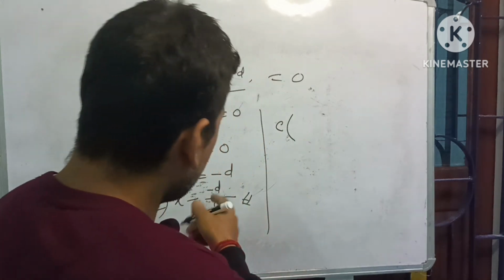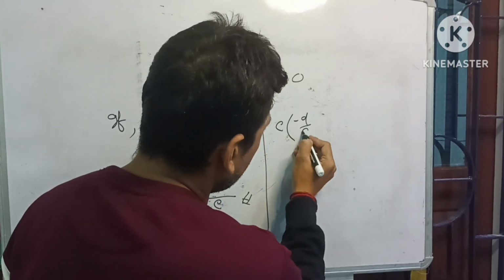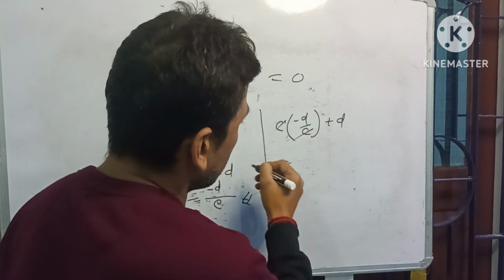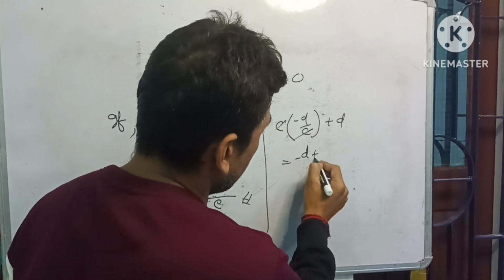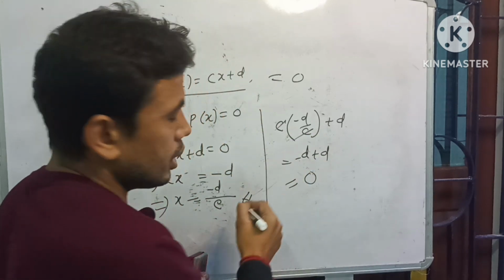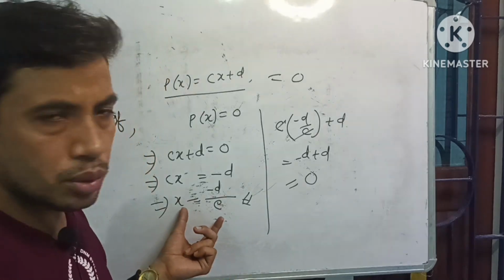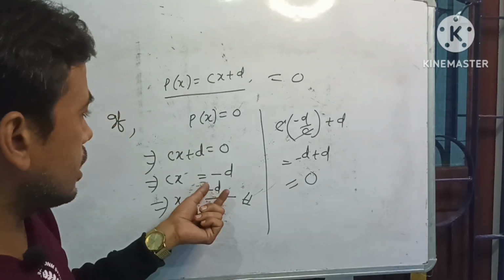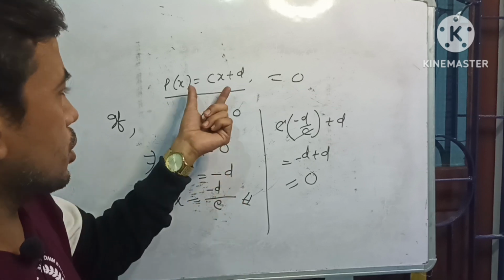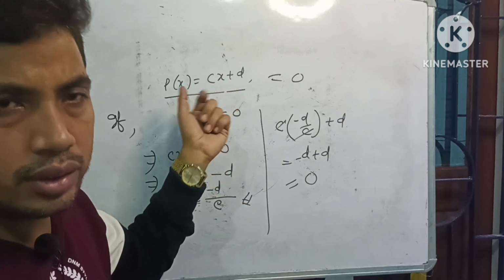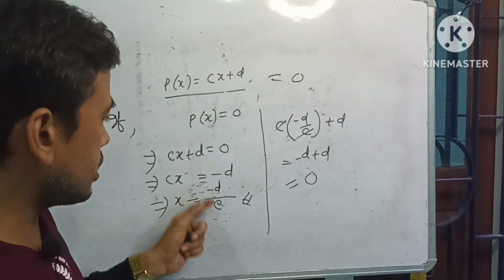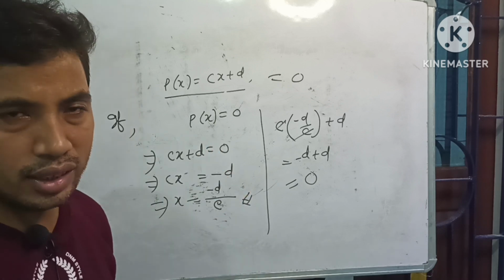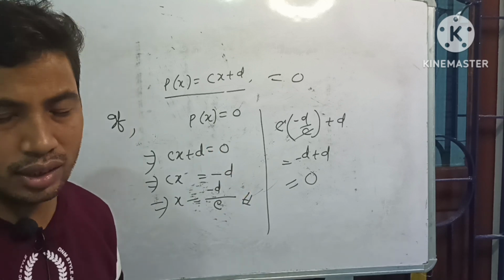cx means c times minus d by c, plus d. We can cancel c, that means minus d plus d. That means 0. So for x is equal to minus d by c, this polynomial becomes 0. So minus d by c is the zero of this polynomial. That's the explanation before exercise 2.2.